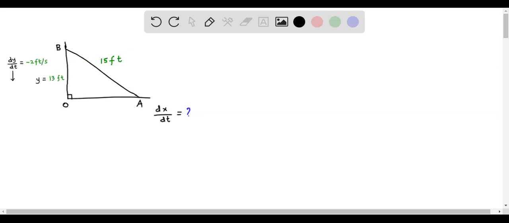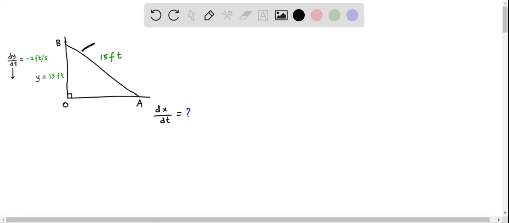Okay, so here we have the ladder which is 15 feet in length, and this is leaning against the wall. Point B represents the top position of the ladder, and point A represents the bottom position, or the foot of the ladder. The top slips down at a rate of 2 feet per second, so that is represented as dy/dt equals negative 2 feet per second. Since it is slipping down, I have put this as negative.